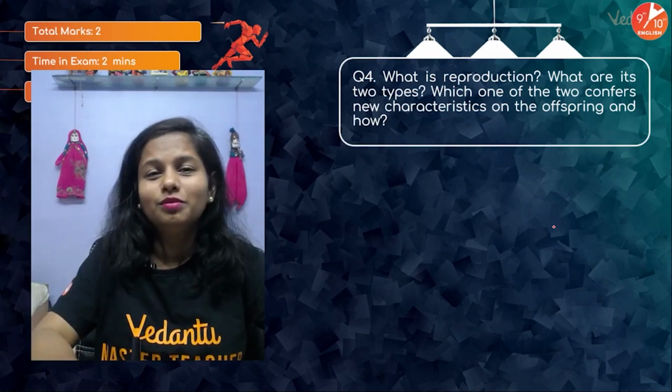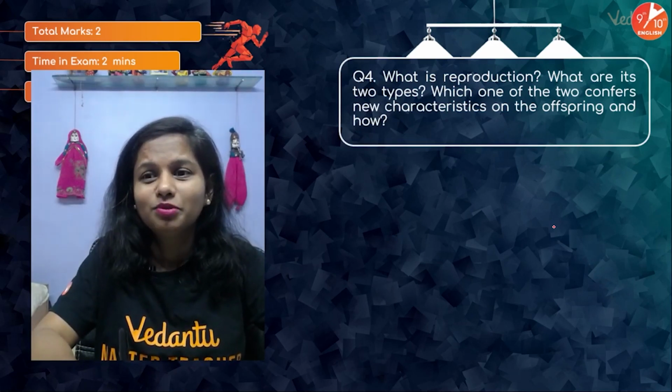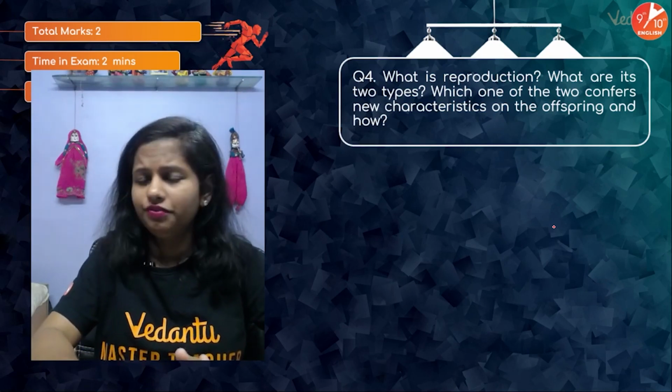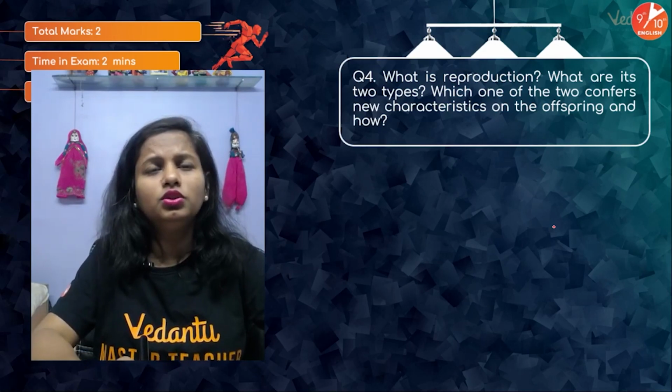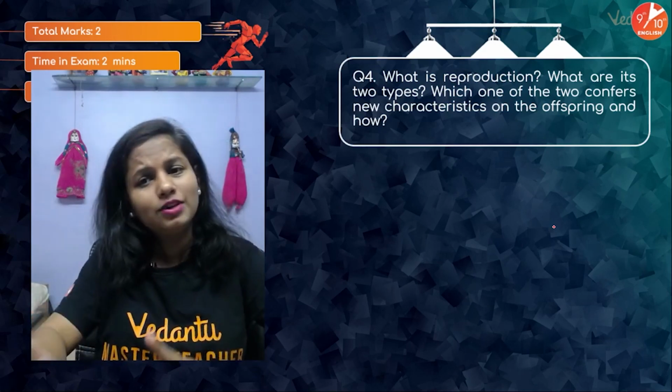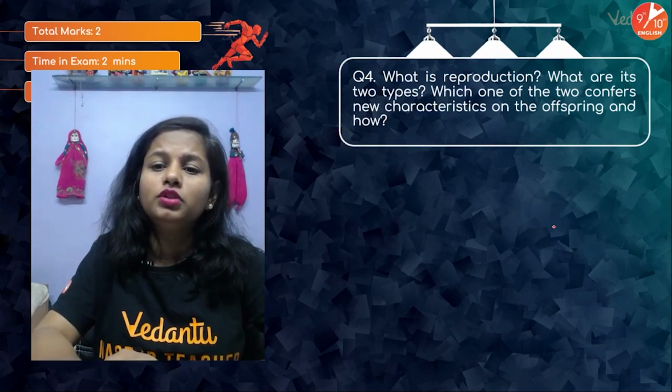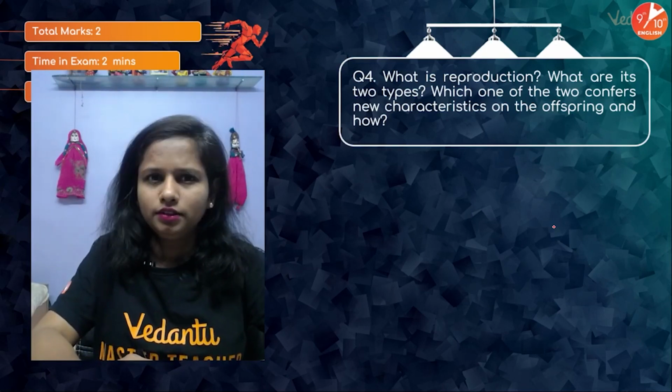The act of giving birth to young ones which are very much similar to our own cells is what we call reproduction, right? So write down the typical bookish definition. Okay, what are the two types? Asexual and sexual. Then which one of the two confers new characters in the offsprings?